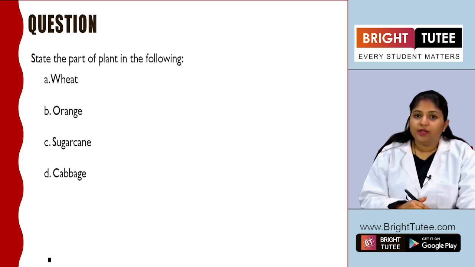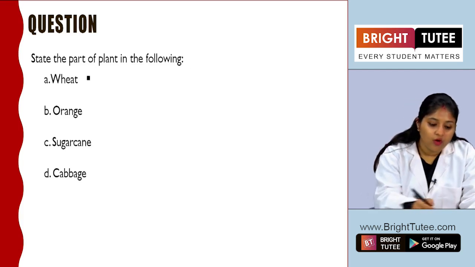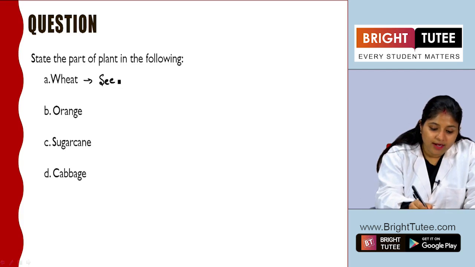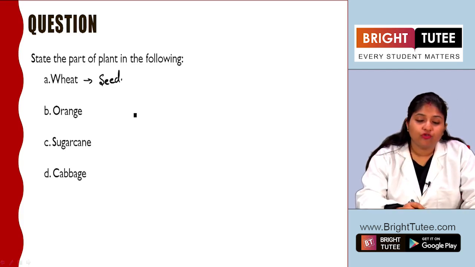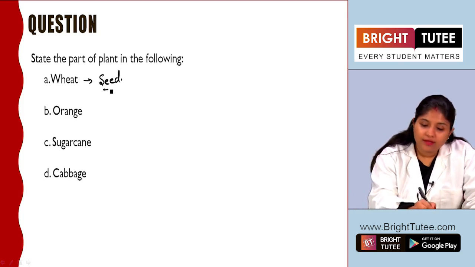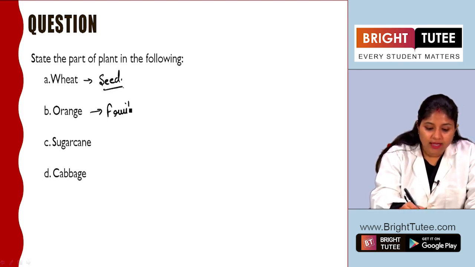Now moving on, state the part of the plant in the following. What is wheat? We know that wheat is a seed. We use wheat to make flour, and from that we make chapatis. It is a seed. Then, what is an orange? It is a fruit that we eat.